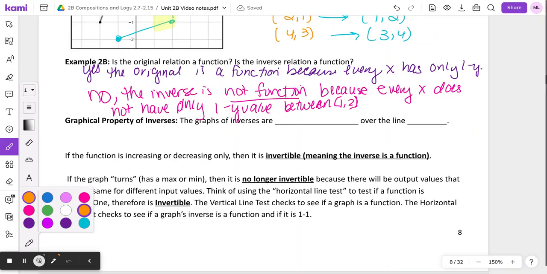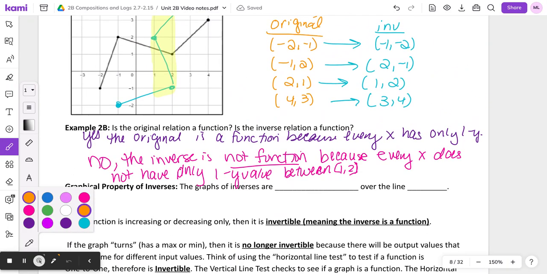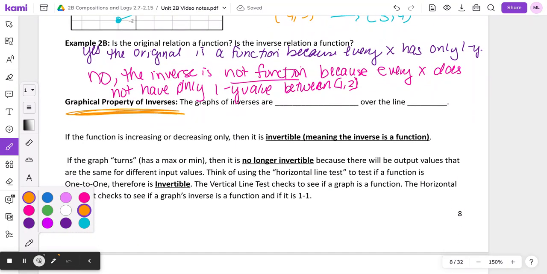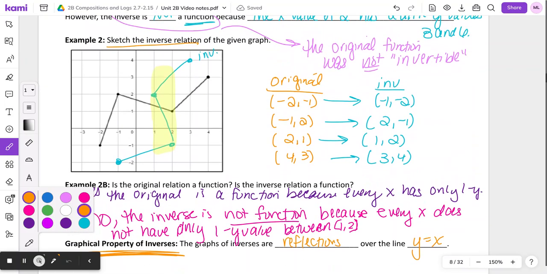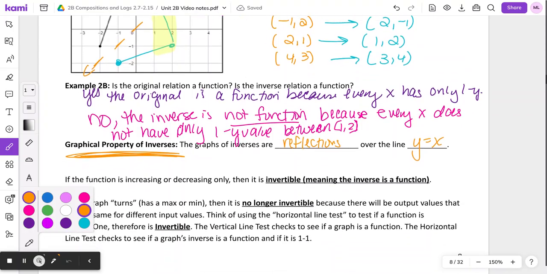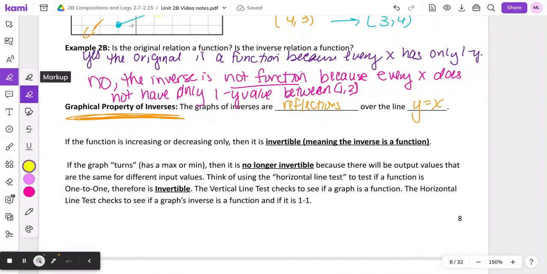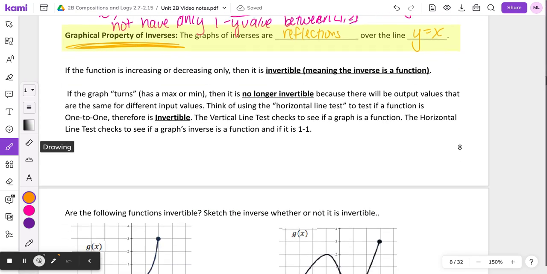If you notice here in this graph, it says graphical property of inverses. The graphs of inverses are really just reflections of each other over the line y equals x. If I put that line in here, this would be y equals x, and we could fold those right on top of each other. They are reflections over the line y equals x. So that's a nice little thing to note and pay attention to.